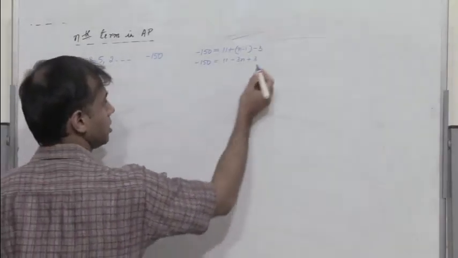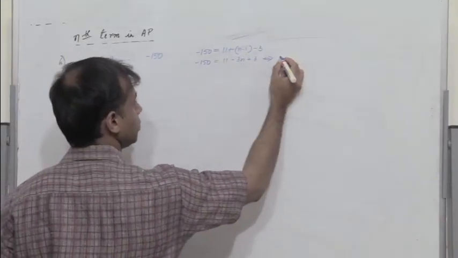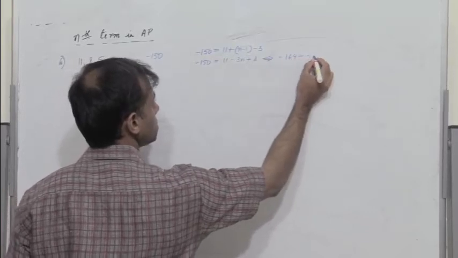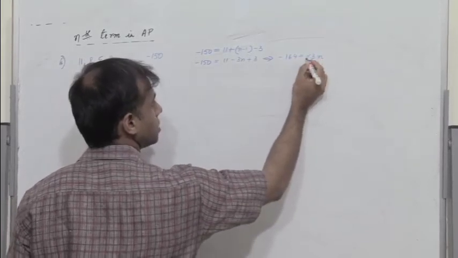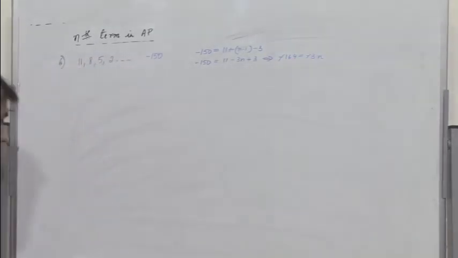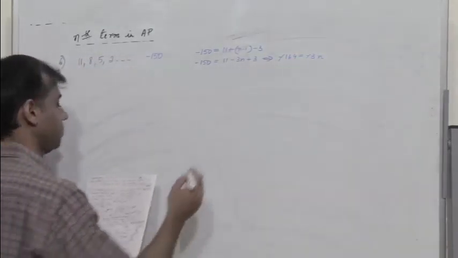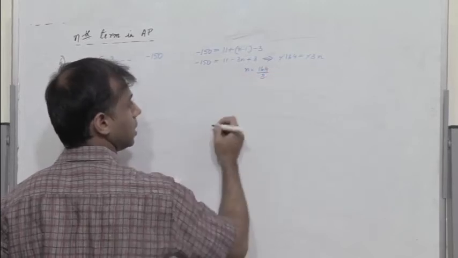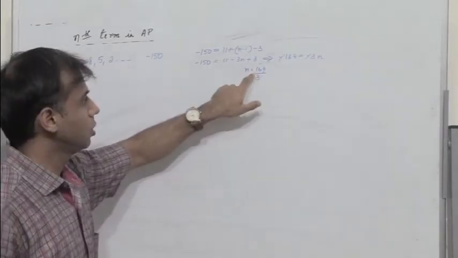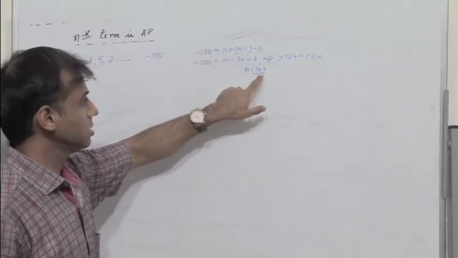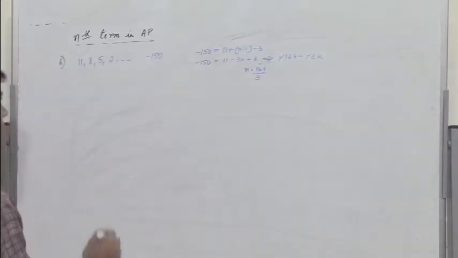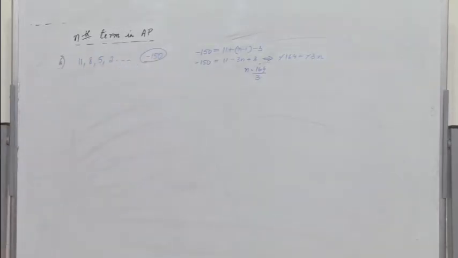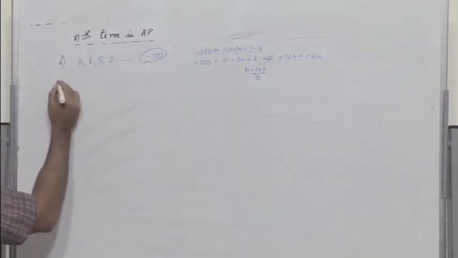So I bring it to the other side. So it becomes minus 14. So I get minus 164 equals minus 3n. So minus minus gets cancelled. So n is 164 by 3. Not divisible by 3 because when you add up the digits it is 11. So therefore minus 150 is not in the arithmetic progression as defined.